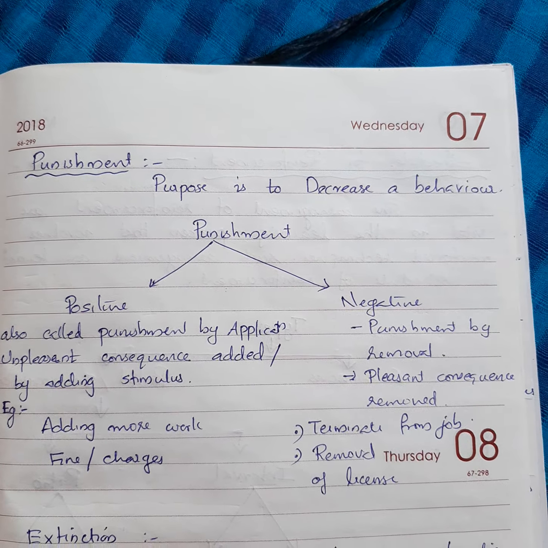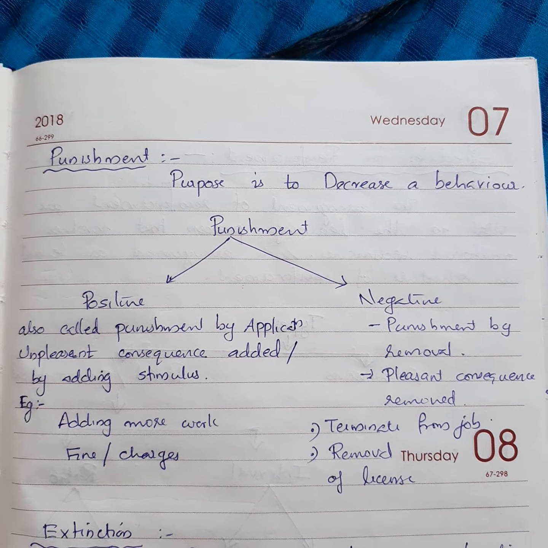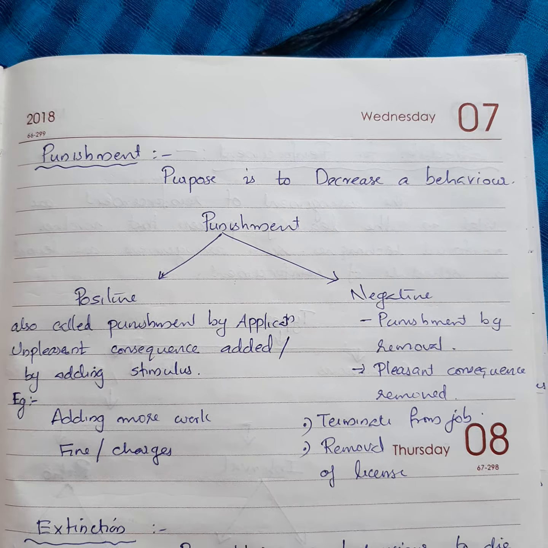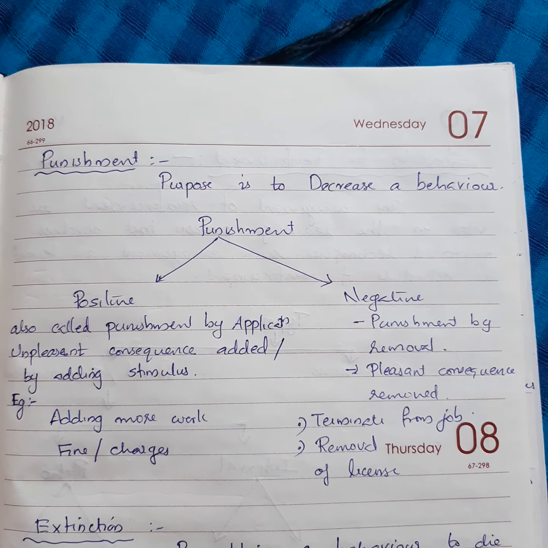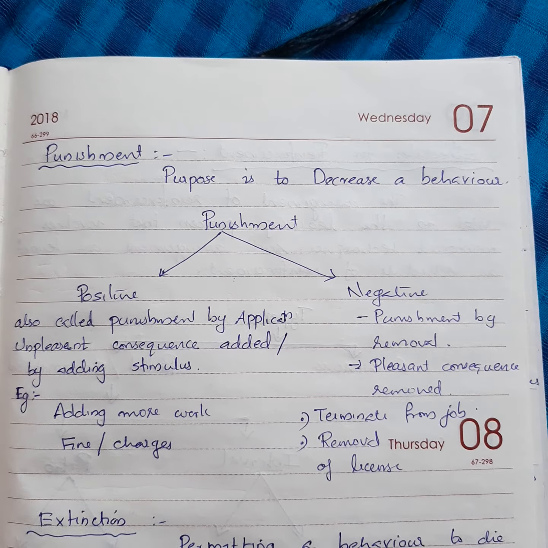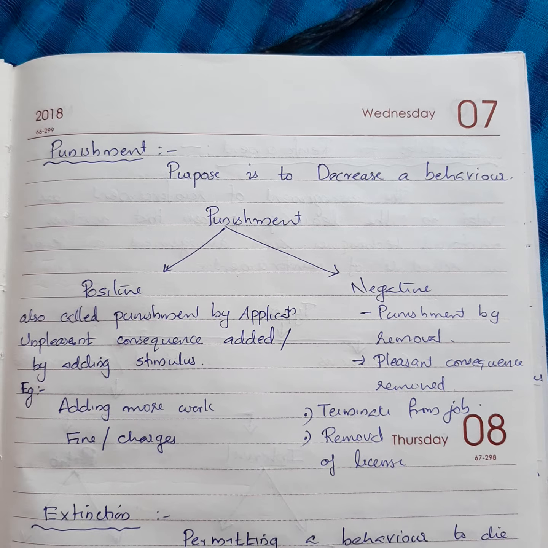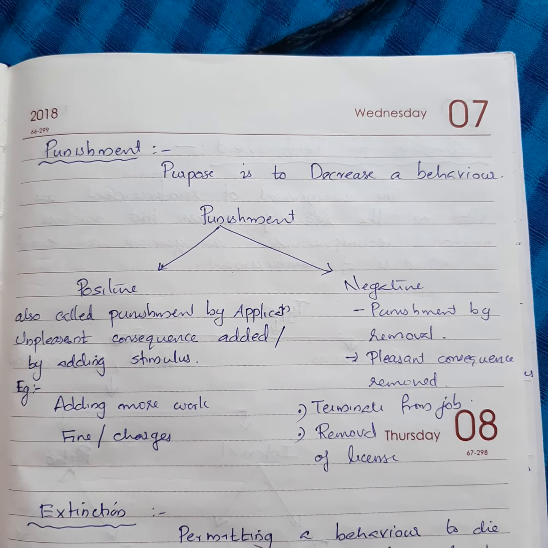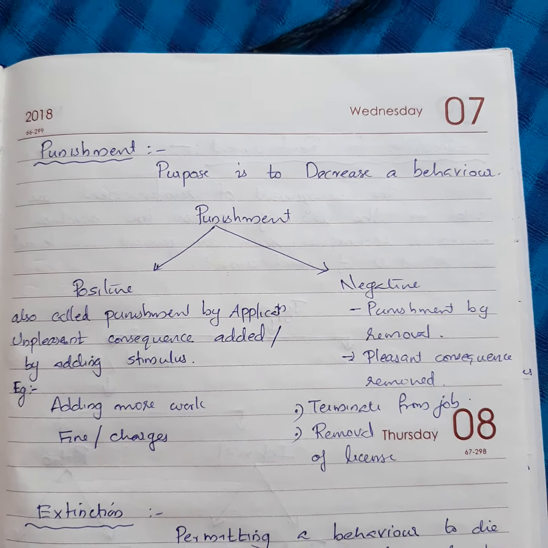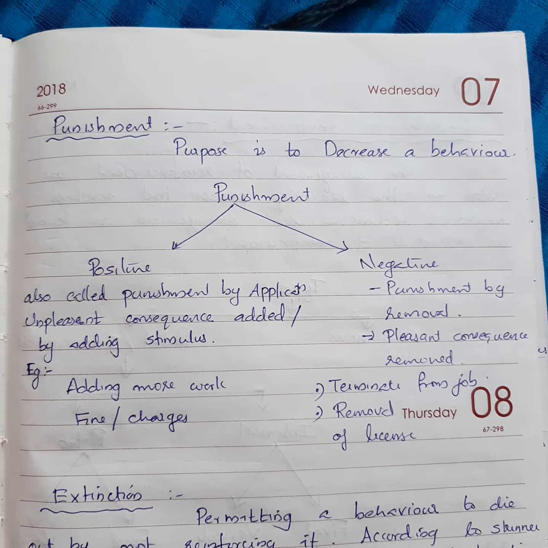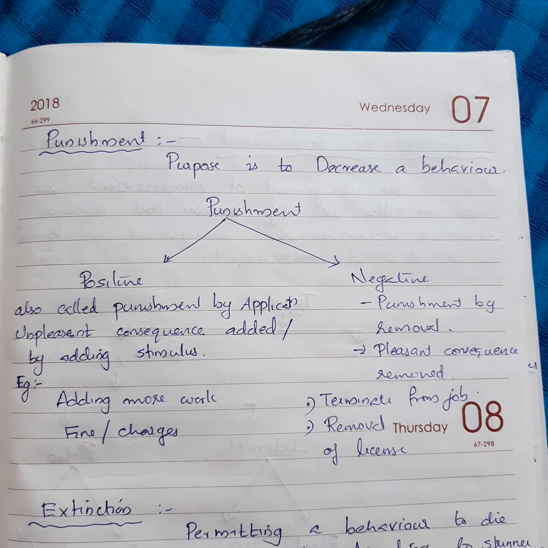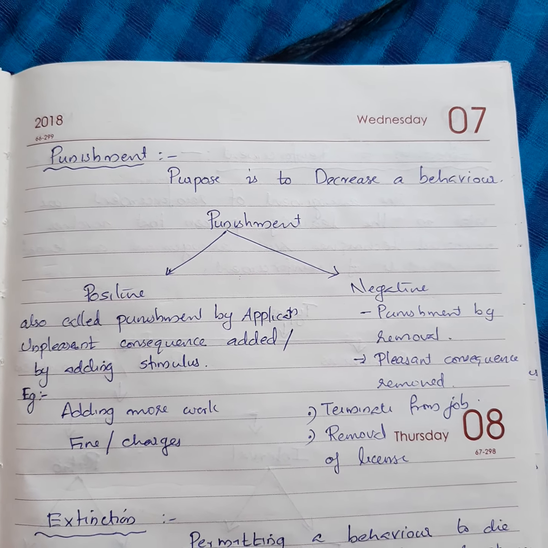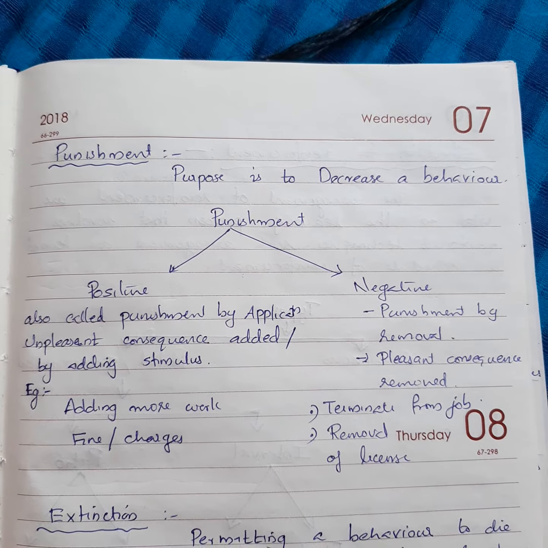As with reinforcement, there are also two kinds of punishment. The purpose of punishment is to decrease a behavior. Kinds of punishment are positive and negative. Positive punishment is also called punishment by application, whereas negative punishment is called punishment by removal.